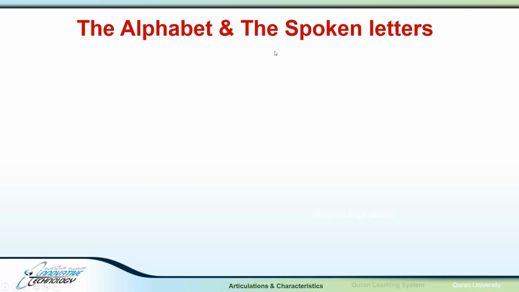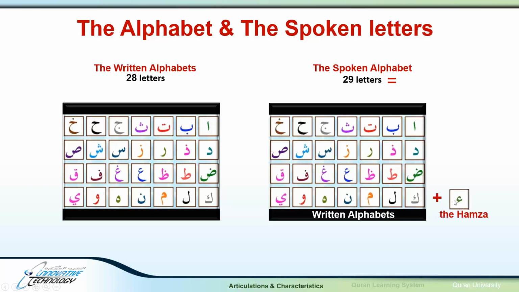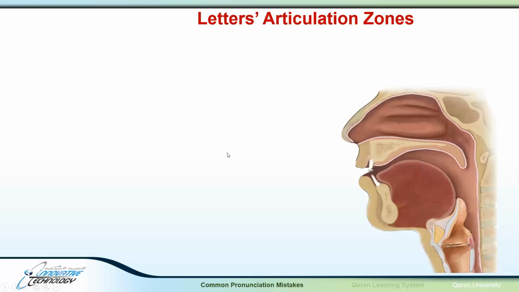In a previous lesson, we introduced the Arabic alphabet and the articulation and characteristics of its letters. We mentioned that the Arabic alphabet has 28 letters, while as we speak, the spoken alphabet has 29 letters, with one extra letter. It's primarily the written alphabet plus the Hamza, this one. Before we proceed to discussing the mistakes of pronunciation, let's revise what we have learned in a previous lesson on the articulation zones, where we mentioned that letters are grouped into categories based on their articulation zones.